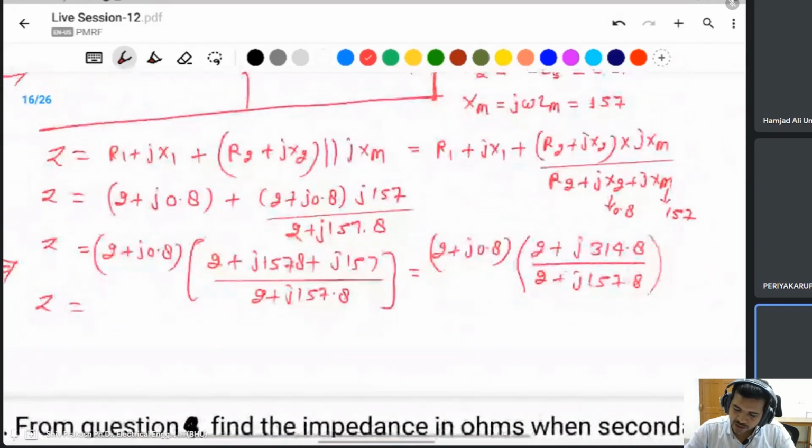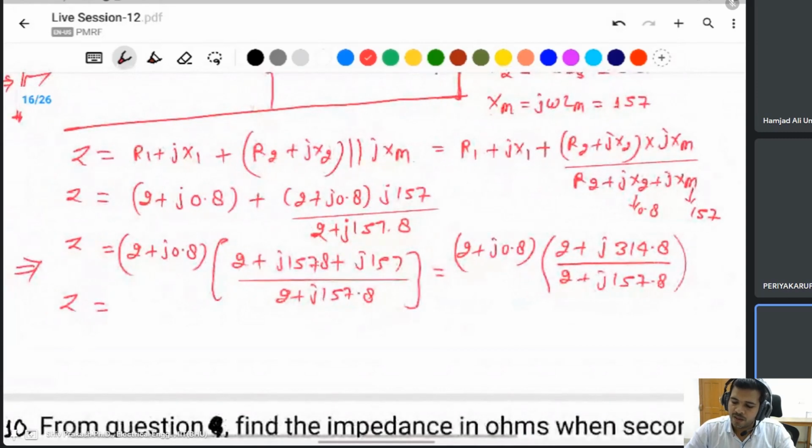Magnitude of this one. If the magnitude is asked, then simply use the magnitude of this one into magnitude of this one divided by magnitude of this one. Then you can get the answer. So by directly calculating, magnitude of 2 plus j. Okay, I have calculated all of them.